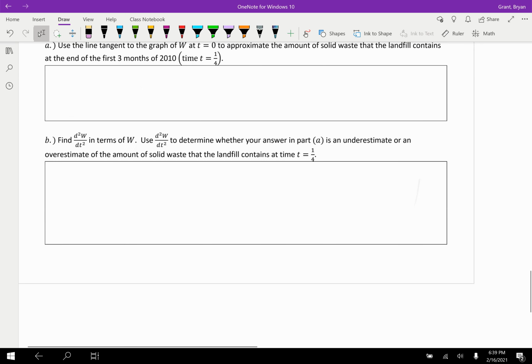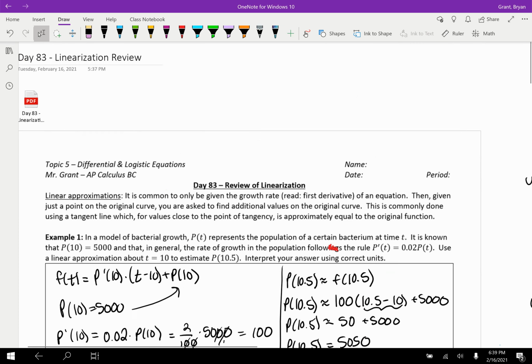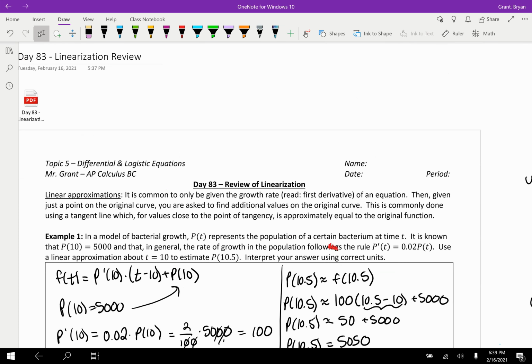Thank you for hanging out with me and remembering some linearization, the idea that very, very close to a point of tangency, both the tangent line and the original graph look linear, and the tangent line will give a value that is very similar to an unknown graph.